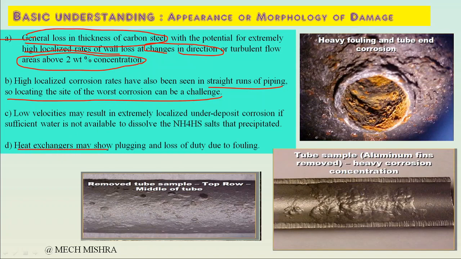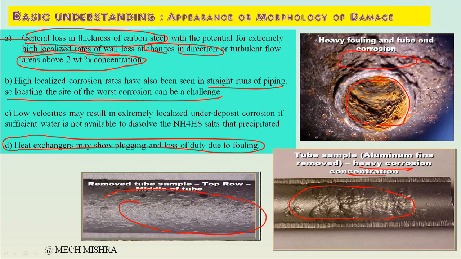The heat exchanger is a challenge. It may show plugging and loss of duty due to fouling. Low velocity may result in high localized fouling. So see the type of damage we have seen in a tube. This is a tube sample, aluminum films removed, with heavy corrosion concentration and deposition in the tubes, pitting in the tube sheets, heavy fouling and corrosion.